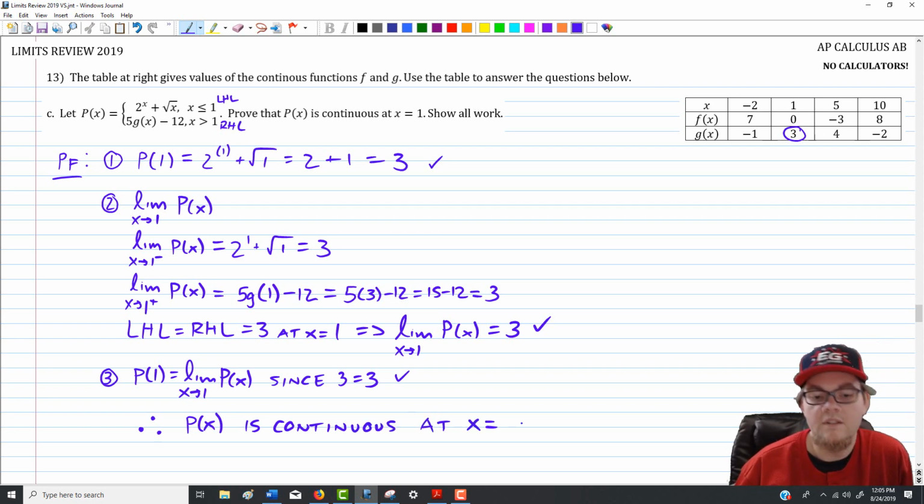3 is the y value it's continuous at. So there we go. And we talked about it. You can write QED if you'd like to. Quod erat demonstrandum. That which has been proven. We're done. That's our bat flip at the end of the proof.